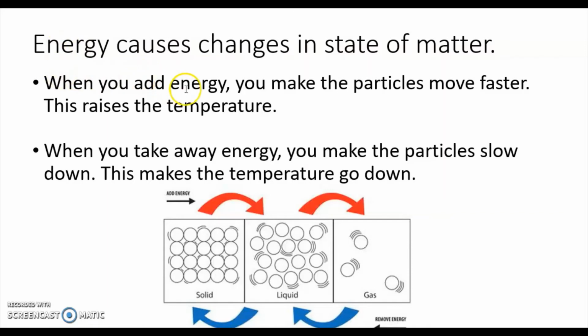So when you add energy, you make the particles move faster. This raises the temperature. Temperature is a measure of heat, right? So raises means it goes up, becomes hotter, right? When you take away energy, you make the particles slow down. This makes the temperature go down.